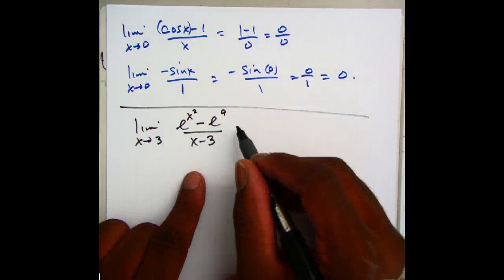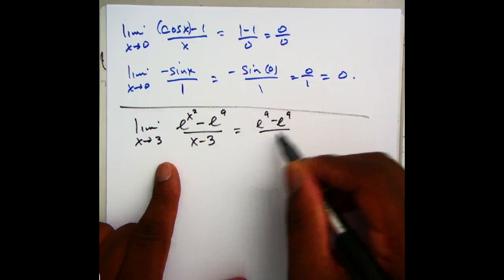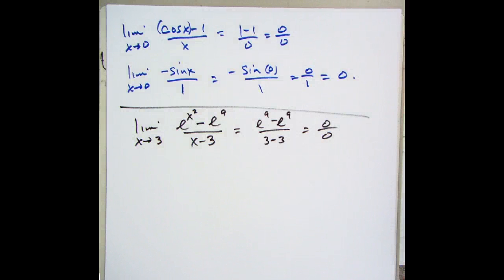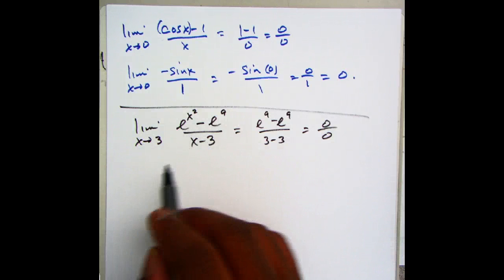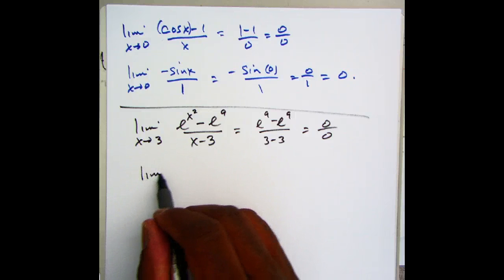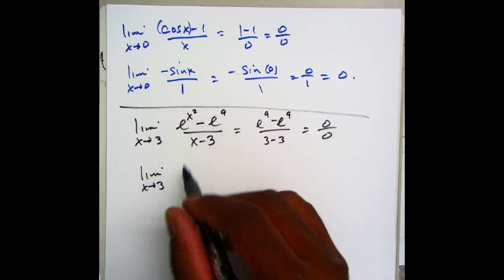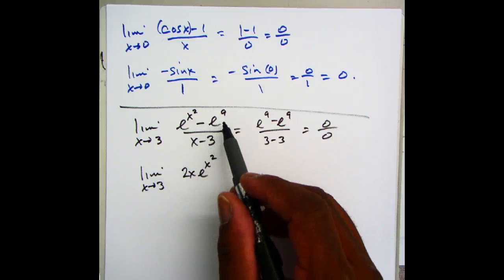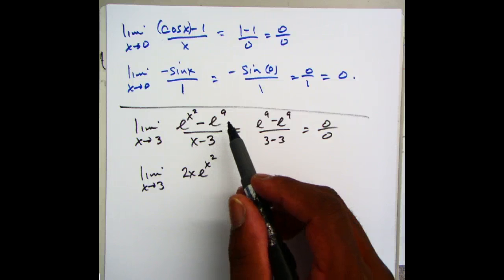Well, if we plug in our number, then we're going to get e to the ninth minus e to the ninth over 3 minus 3. So you end up with 0 over 0, indeterminate form. So now let's go ahead and take the derivative. This is the same thing as the limit as x goes to 3. The derivative of e to the x squared is 2x e to the x squared. The derivative of e to the ninth is what? Isn't it 9 e to the eighth?